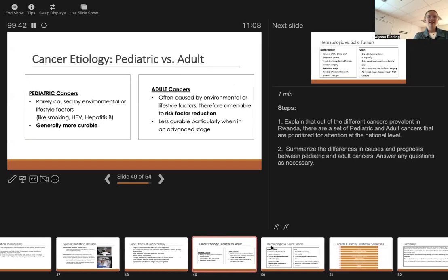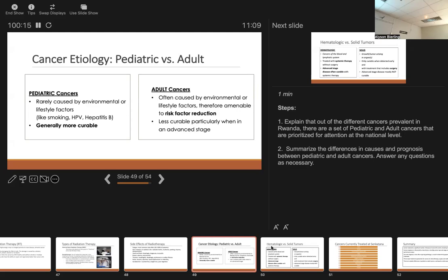All right. So quickly, just to review some of the major differences between pediatric and adult cancers. So pediatric cancers are rarely caused by environmental or lifestyle factors like smoking, HPV, and hepatitis B. Usually we don't know the cause of these cancers. There are no risk factors that we can attribute to the development of these cancers.